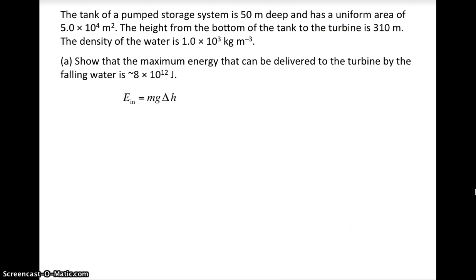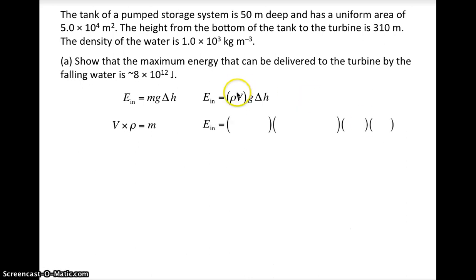The energy is gravitational potential energy. That's what the water has because of the height. And it's going to fall some delta H. Now, we're not given the mass of the water, so we have to use the density equation to find the mass. If we isolate mass, we see that mass simply equals rho times volume. So I'm going to write the equation again for energy, but I'm going to replace mass with rho times volume.